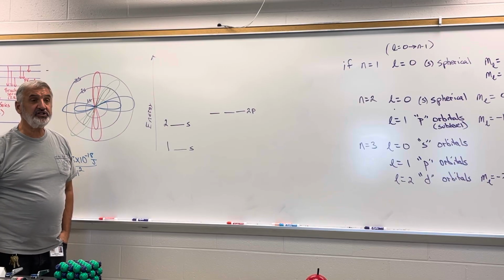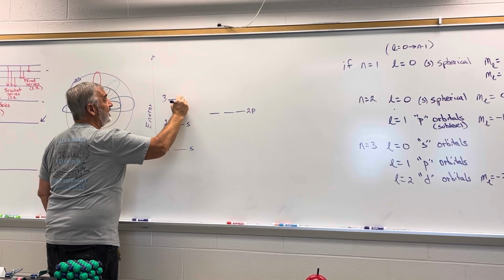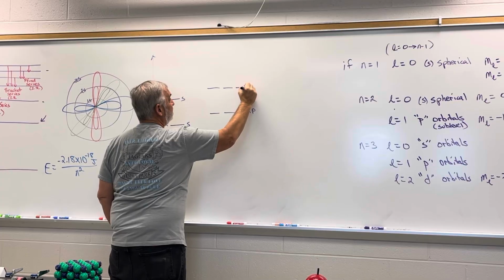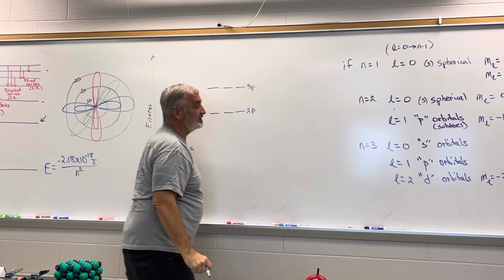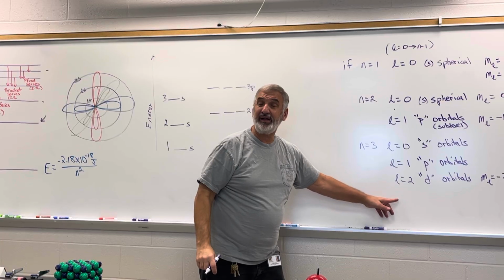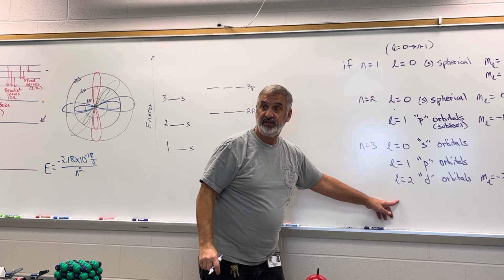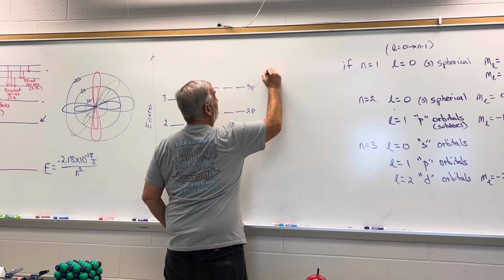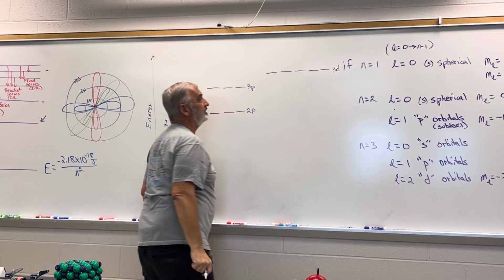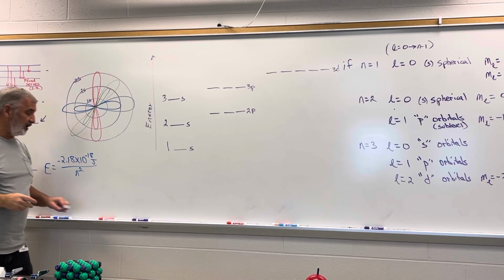Now I go to the third energy level. I can have an S. I can have my P, my 3P, but I can also have a D. How many orbitals are there on the possible different orientations? 5. Okay? 1, 2, 3, 4, 5. 3D. Now, we're going to use this model for all of our atoms.